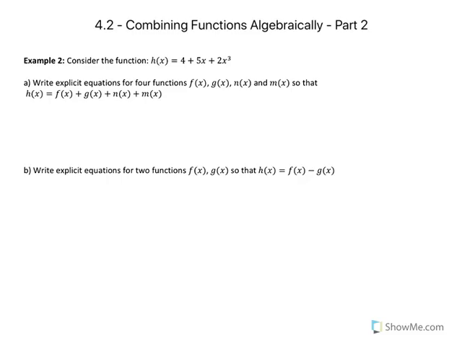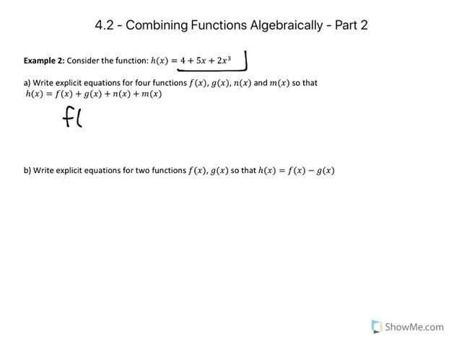Okay, so we want to write an explicit equation for four functions, f of x, g of x, n of x, and m of x, so that when we add them together we get h of x. So this is h of x. There's literally so many ways you can do this. As long as it makes sense mathematically, you're good.